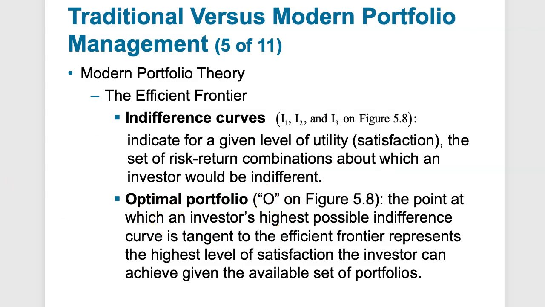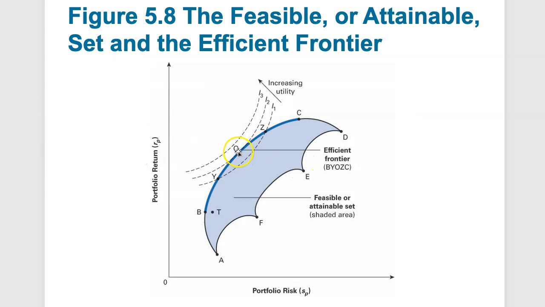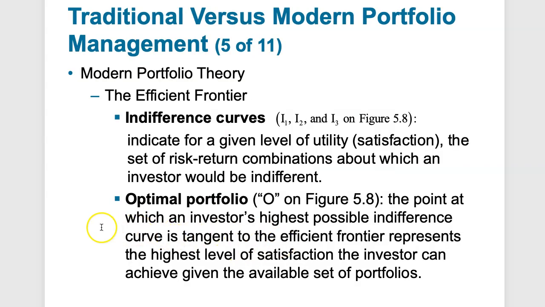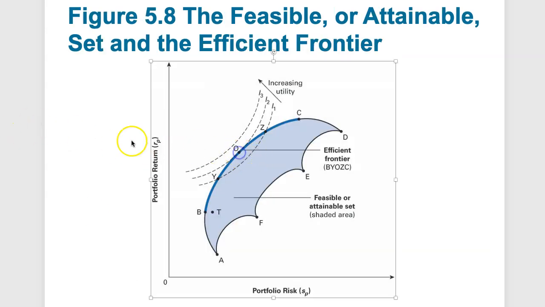Now, the optimal portfolio O, this is where I was saying O is the optimal portfolio, and this is going to be a point at which the investor, like I was saying before, has the highest level of return for a given risk. So it's the best constructed portfolio, is what we're saying. And it's the best level of satisfaction an investor can achieve given the available set of portfolios. So given the available number of stocks and the available number of portfolios that have been created with those stocks, O on this chart would be the most optimal portfolio to assemble.